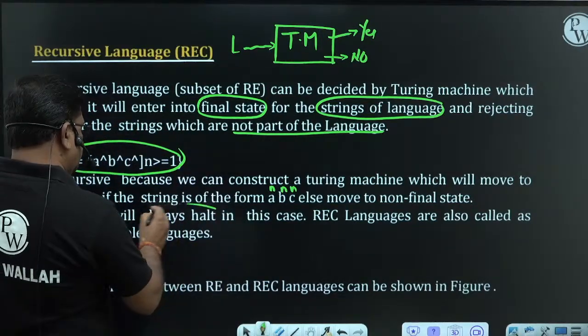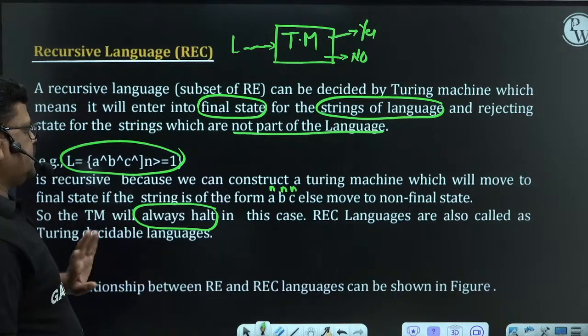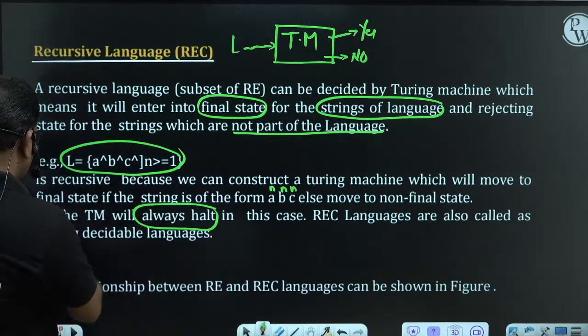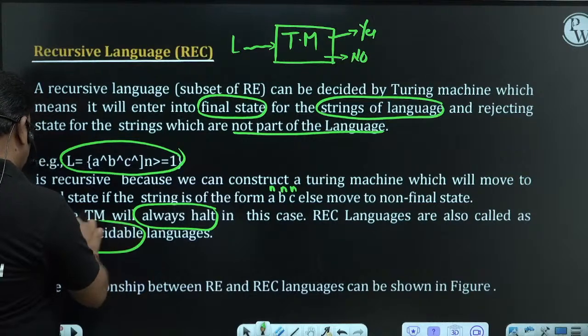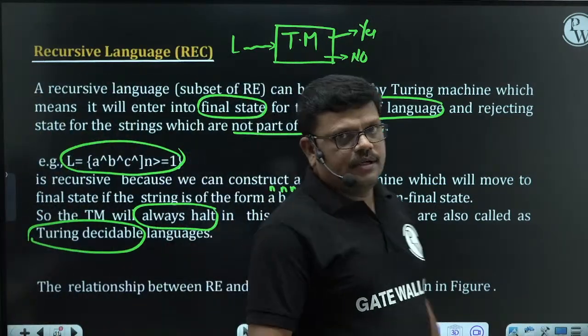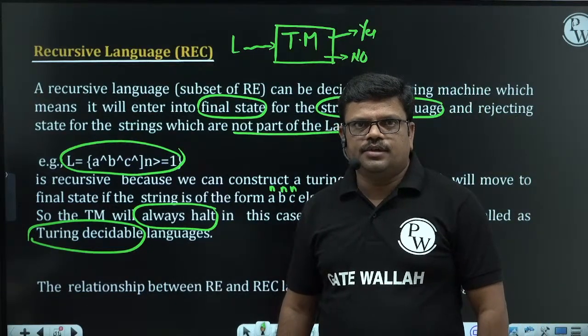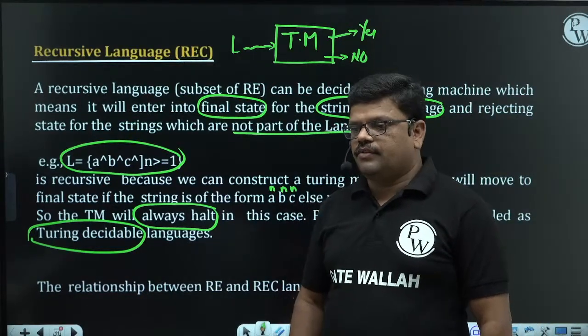This is our main concept of recursive languages. Recursive languages are also called Turing decidable languages. That is the thing. So recursive languages are nothing but Turing decidable languages. Right.